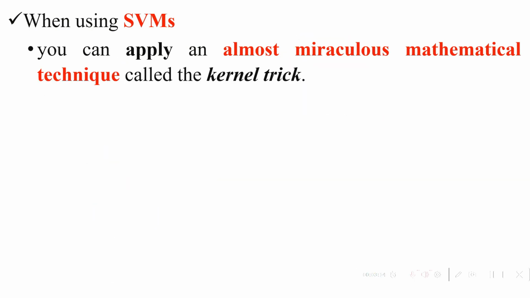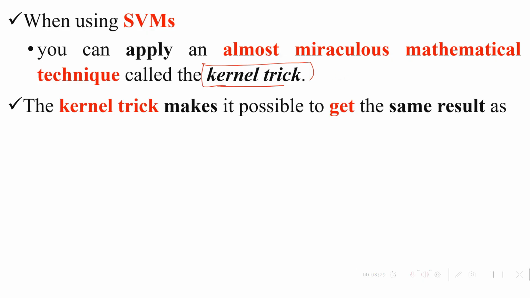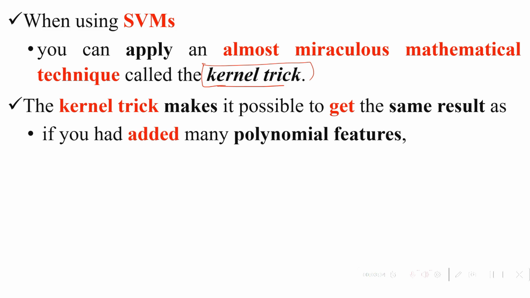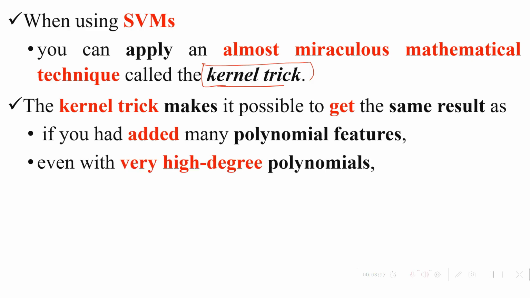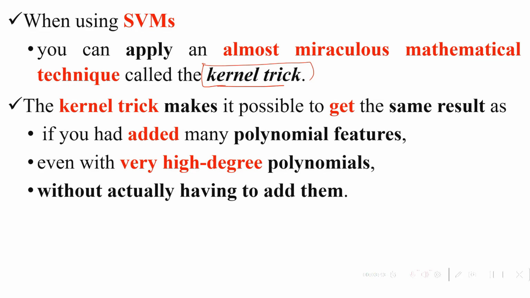Now, when using support vector machines, we can apply a mathematical technique called the kernel trick. The kernel trick overcomes the drawbacks of polynomial features. The kernel trick makes it possible to get the same result as if we added many polynomial features, even with very high degree polynomial features, without actually having to add them. The kernel trick overcomes the drawbacks of both the low polynomial degree as well as the high polynomial degree. That is the importance of the kernel trick.